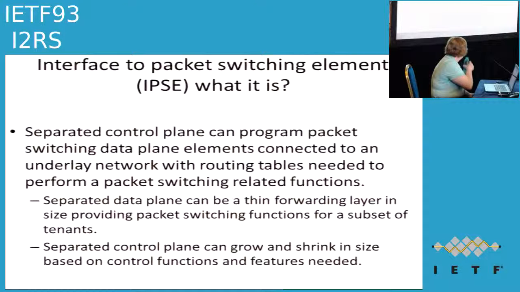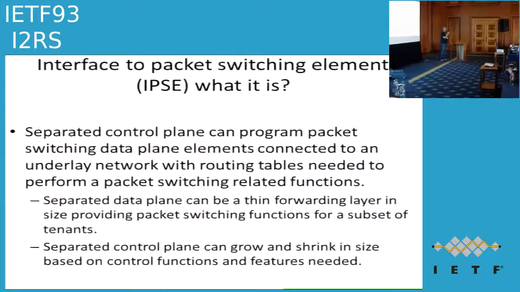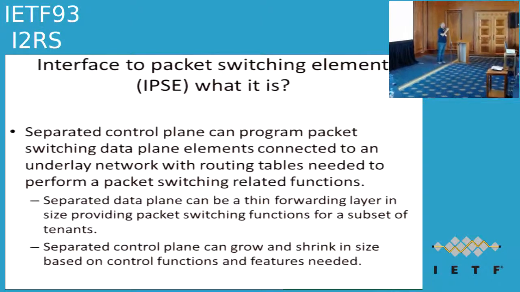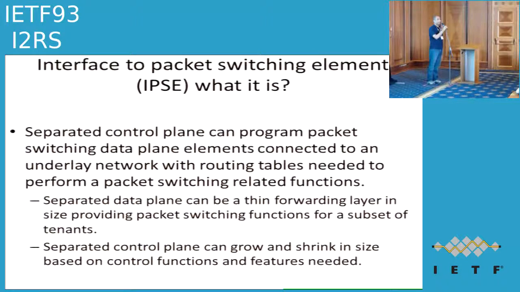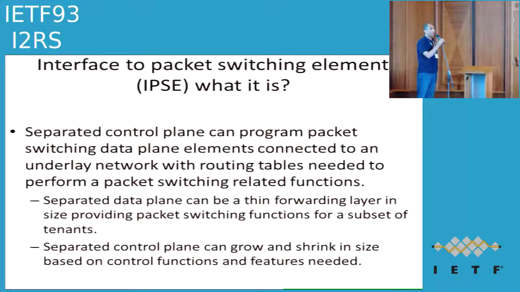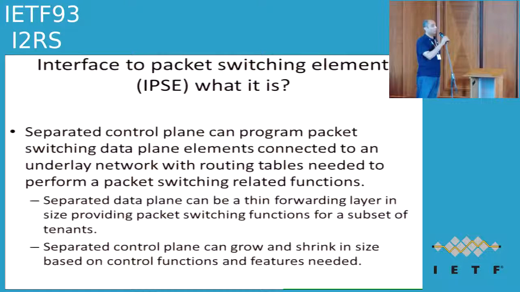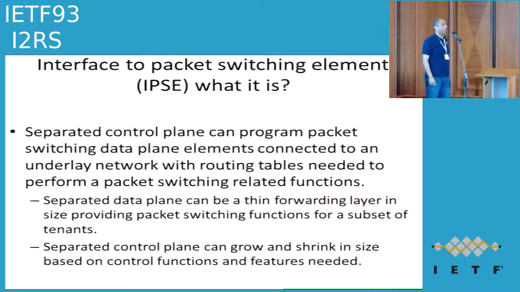So the interface to packet switching element is a collection of Yang data models that represents the routing table, the interface table, and the routing context that could associate those routing tables with interfaces or with MPLS labels or with VXLAN VNI or whatever demux to identify those routing tables, along with some of the interface configuration needed for what we call a packet switching element to perform the layer 2 VPN, EVPN, or layer 3 VPN functionality.